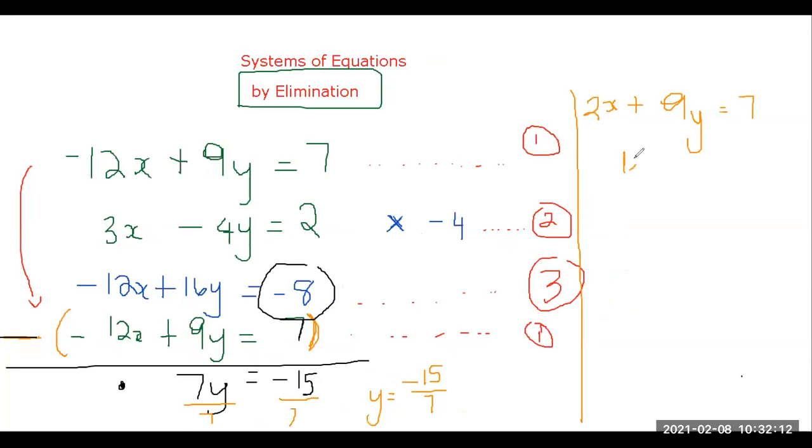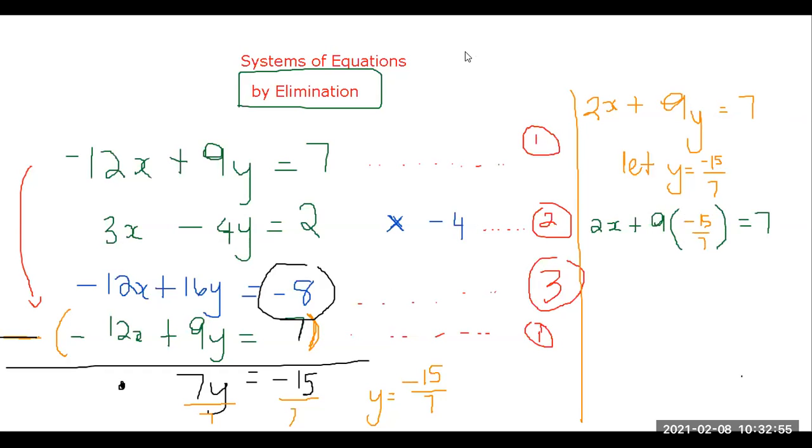I'm going to say, I want you to realize how I write all of this out. Let y equal negative 15 over 7. So then now I'm going to rewrite all of this. 2x plus 9 times negative 15 over 7 is equal to 7. And then I solve. All I did was take the y variable and put it in where it was in the equation.